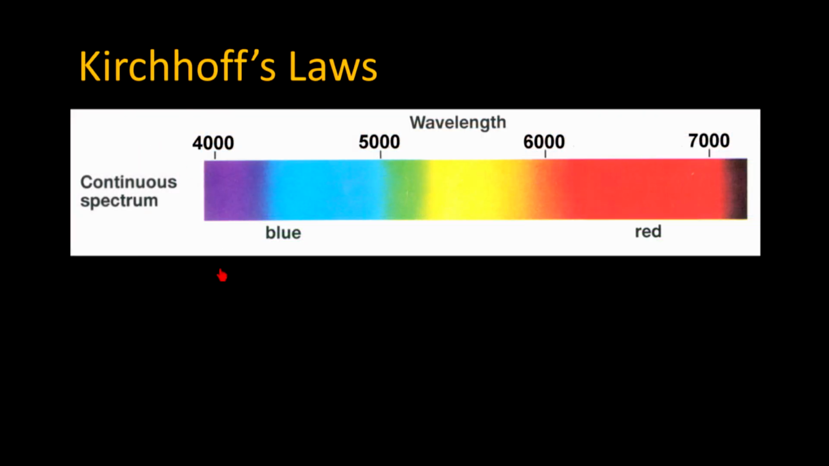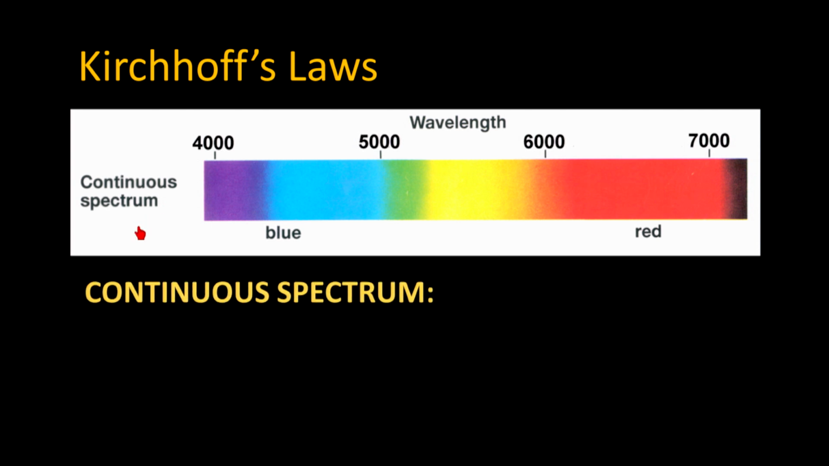You'll notice that in this example here, we have a colorful spectrum. We have red, orange, yellow, green, blue, violet, all of the visible colors, but no lines whatsoever. This is what we call a continuous spectrum. And the words are obvious. It is a spectrum of color that is continuous. No dark lines, no breaks, but continuous.